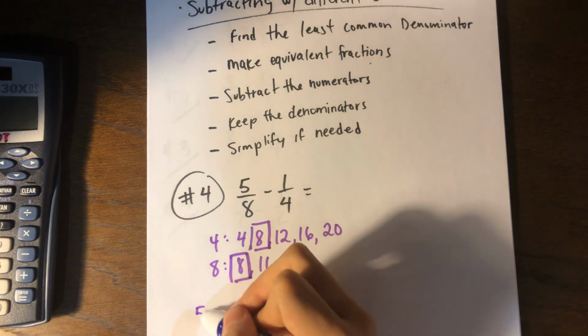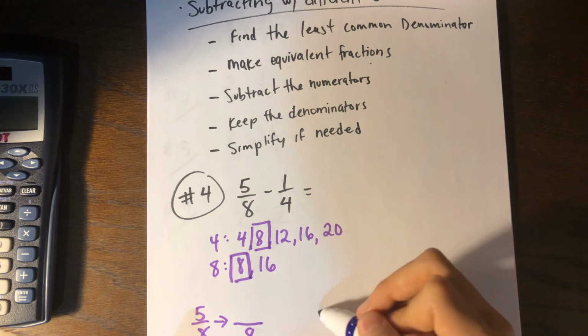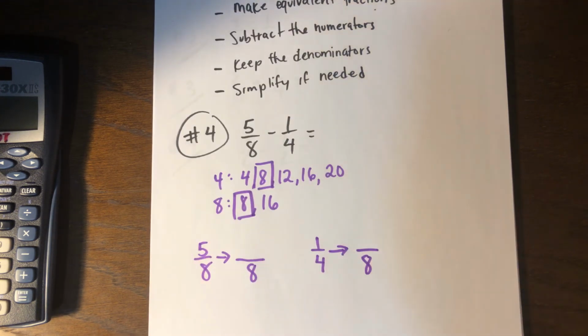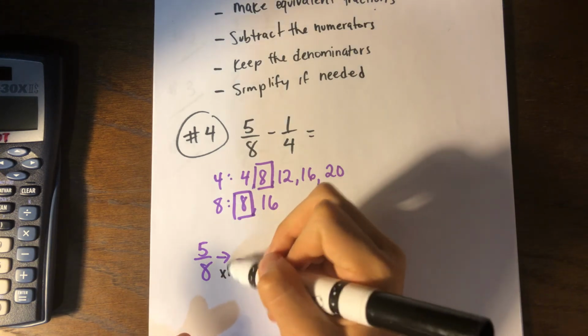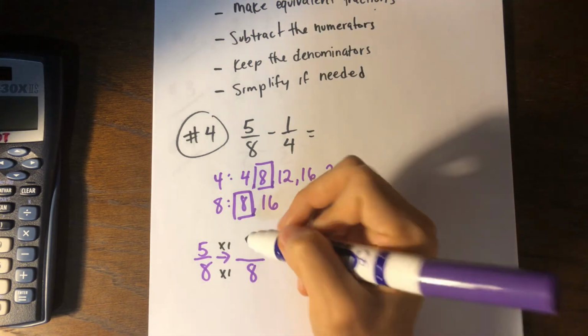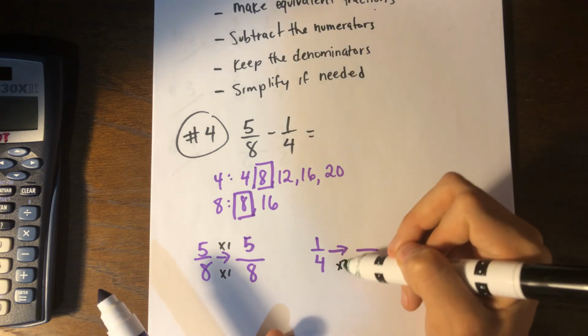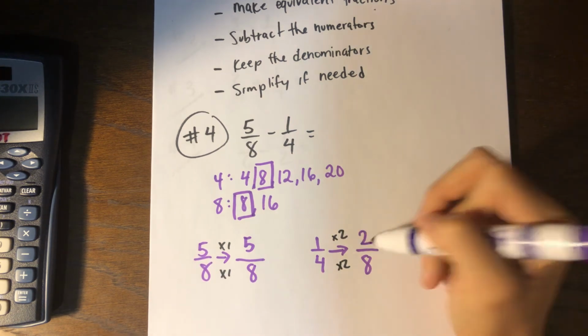Okay, so we have 5 eighths. Got to bring that to 8. And then 1/4, get the denominator to be 8. Okay, when I have 8 as my denominator and I keep it, I multiply by 1. 5 times 1 is 5, 8 times 1 is 8. So 5/8 stays the same. Then I look at 1/4. How did I go from 4 to 8? I multiplied by 2. 1 times 2 is 2.